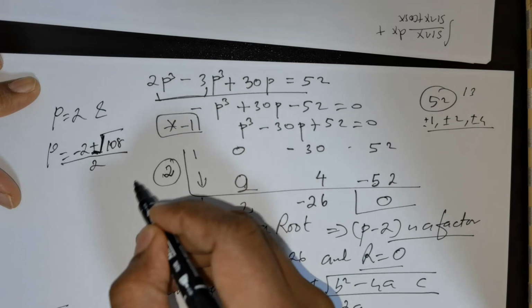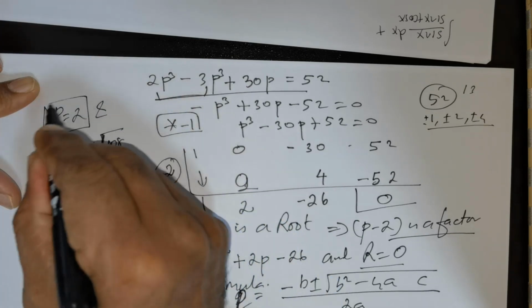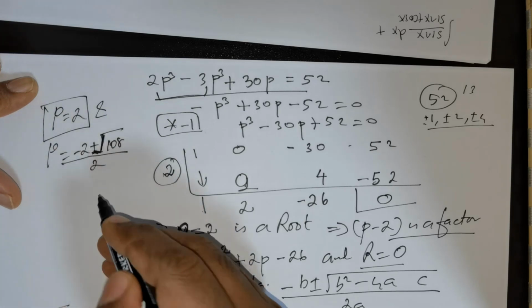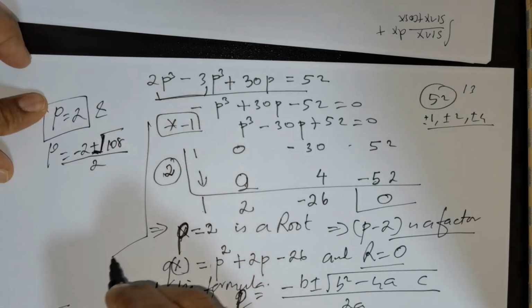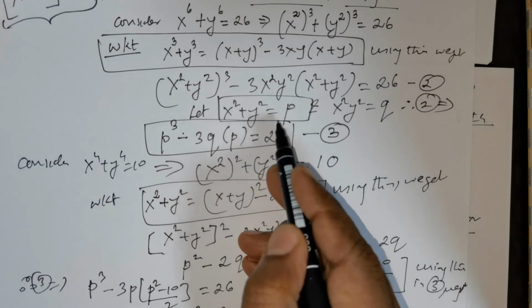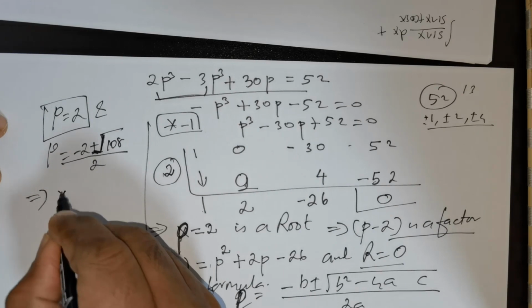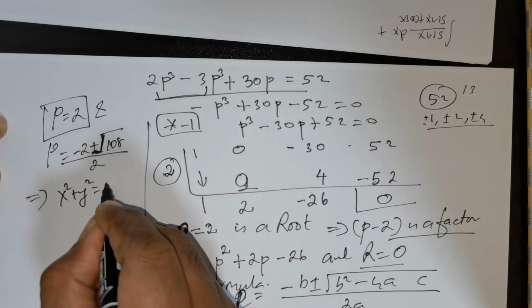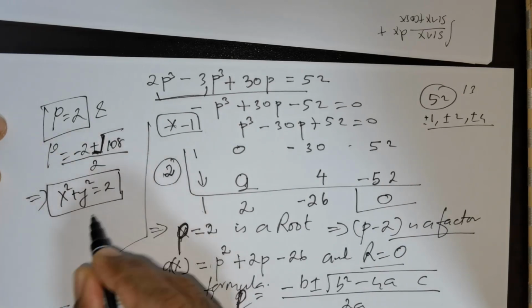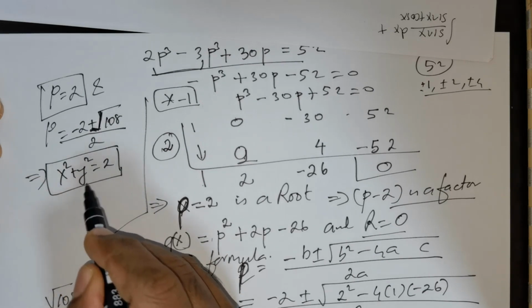Now you can use a calculator and extract the value of P, but I would settle the value of P to be equal to 2. So from here, since I've taken P to be x squared plus y squared, this means x squared plus y squared is equal to 2. So I'm happy to have obtained this condition, x squared plus y squared is equal to 2.